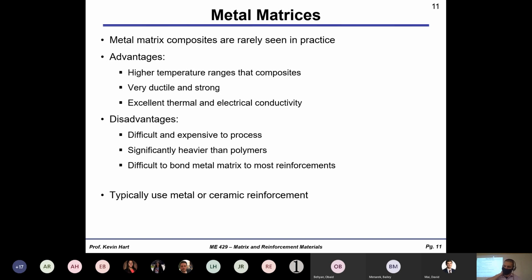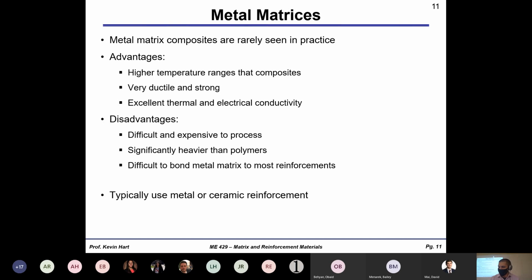Some disadvantages, however: difficult and expensive to process. It's really hard to make metal matrix composites. There's no way around it. You have to heat up the metal, which takes an immense amount of energy, into a liquid form, and then somehow inject it into a fabric or some other reinforcement that you need to use, which is just not an easy process to do. So if you're going to use a metal matrix composite, you better have some good justification, because it's expensive to make, and they're usually not giving you a lot of weight savings.